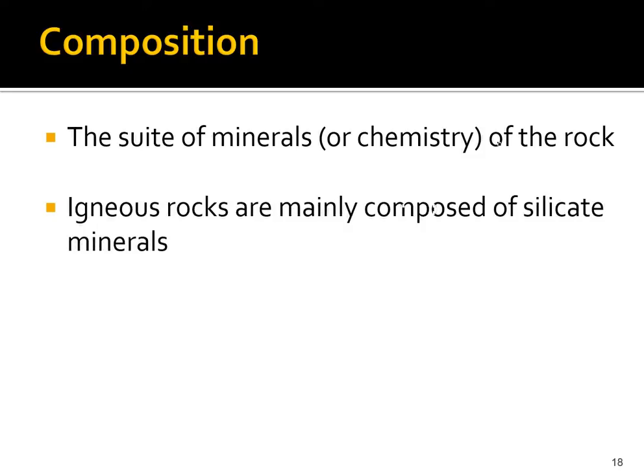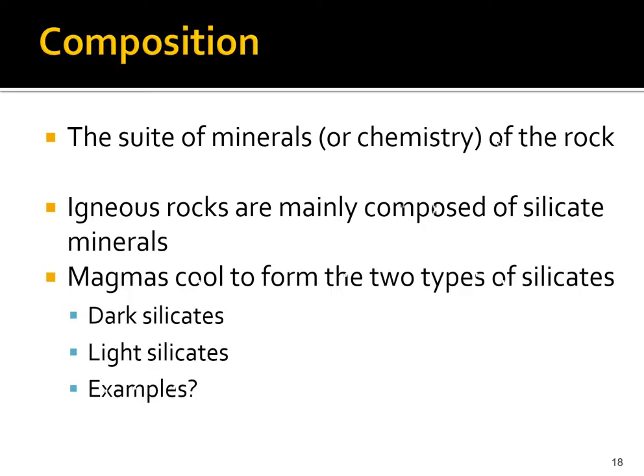Igneous rocks are mainly composed of silicate minerals. It's those minerals that are on Bowen's reaction series. So these include olivine, pyroxene, amphibole, biotite, muscovite, potassium feldspar, and quartz plus plagioclase feldspar. Those 8 minerals pretty much make up all igneous rocks. It's just the combinations of those 8 minerals that are important.